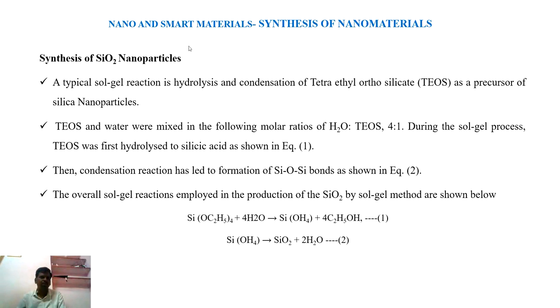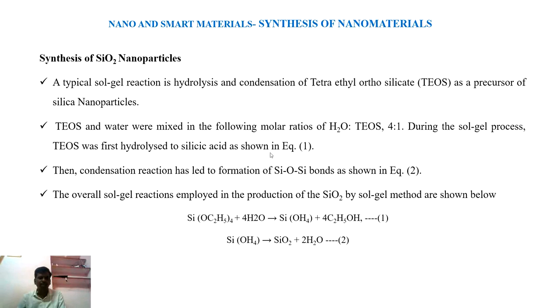Next we have to apply the Sol-gel method to synthesize silica nanoparticles. In these silica nanoparticles, we are taking TEOS, that means tetraethyl orthosilicate, as a precursor. This precursor undergoes hydrolysis and polycondensation. First, initially we have to mix this TEOS with water in the ratio of 4:1.